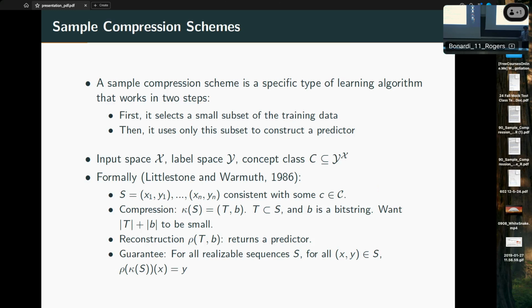And the guarantee that this compression scheme needs to satisfy is that for any realizable sequence, it's consistent on all of the samples from your data set, right? So rho, your reconstruction, and kappa, your compression, rho of kappa of X has to give Y for all x, y pairs from your data set.